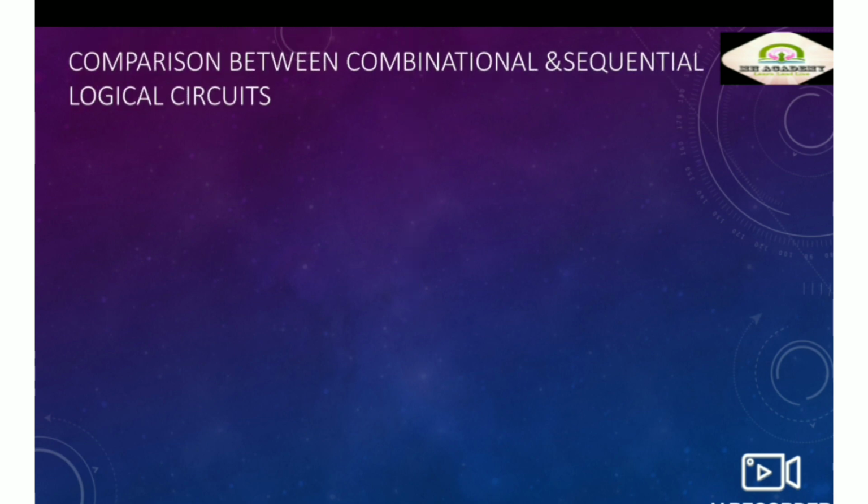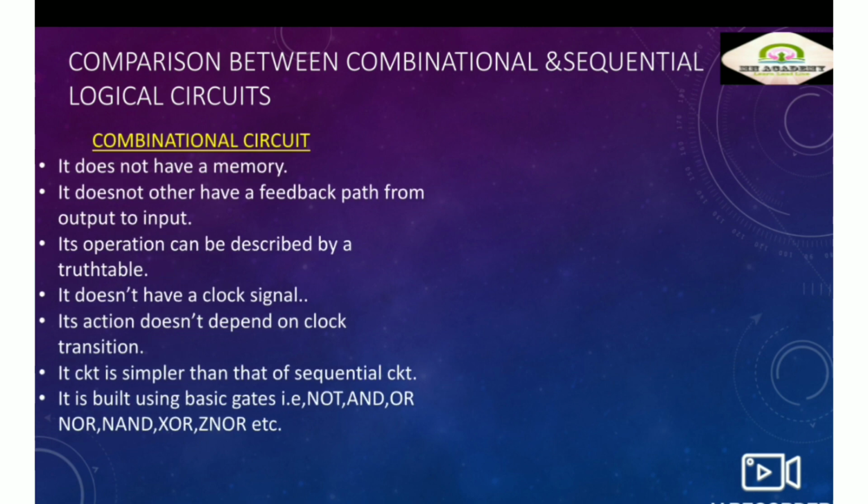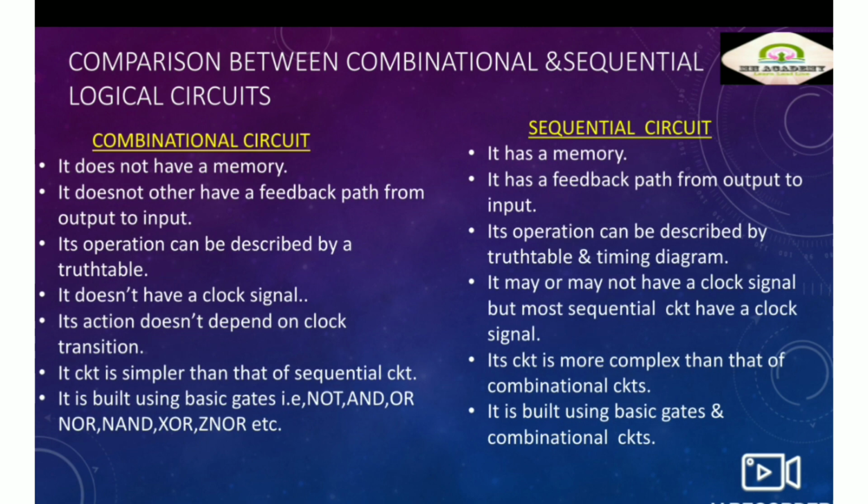Next, let's discuss about differences between combinational and sequential logic circuits. This is the combinational circuit and this is the sequential logic circuit. The main difference in these both circuits are, coming to the first, combinational circuit does not use any memory, it does not have any feedback path from output to input, and its operation is described by truth table only. Whereas coming to sequential circuit, it uses memory, feedback path from output to input, and operation can be described by truth table as well as timing diagram.